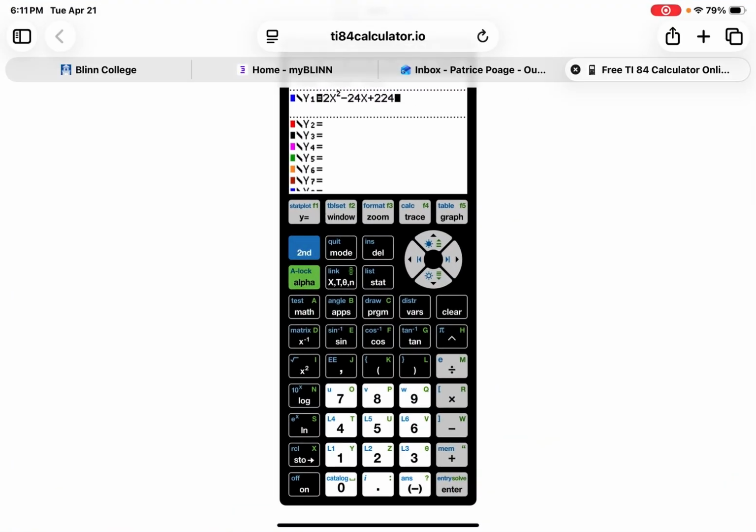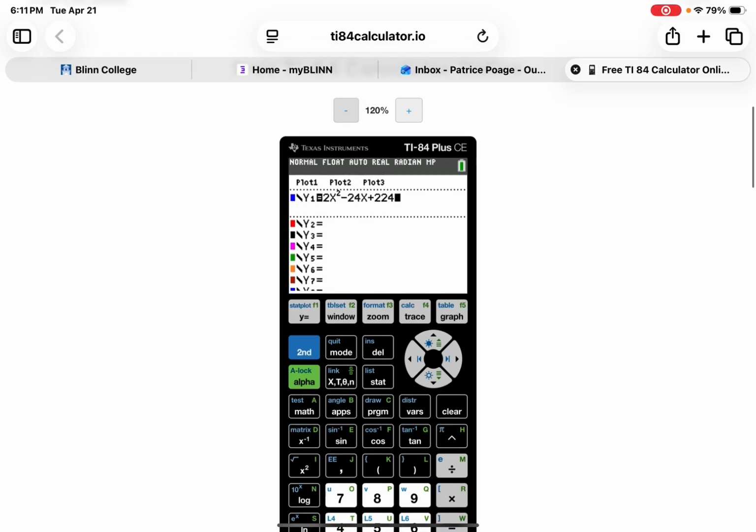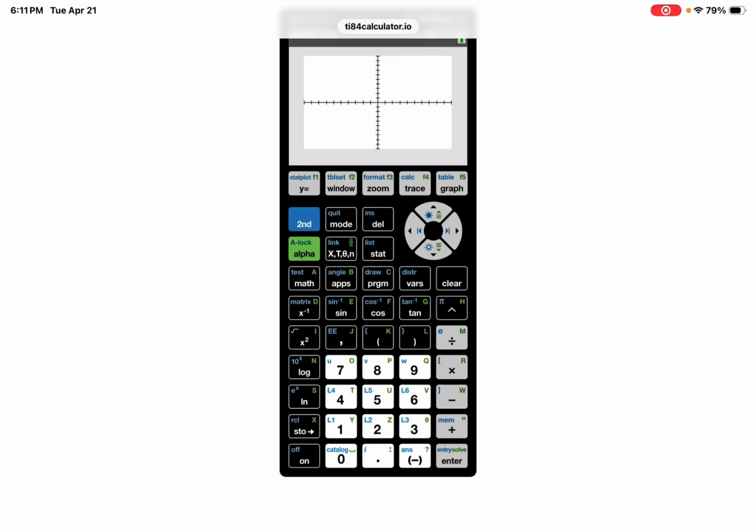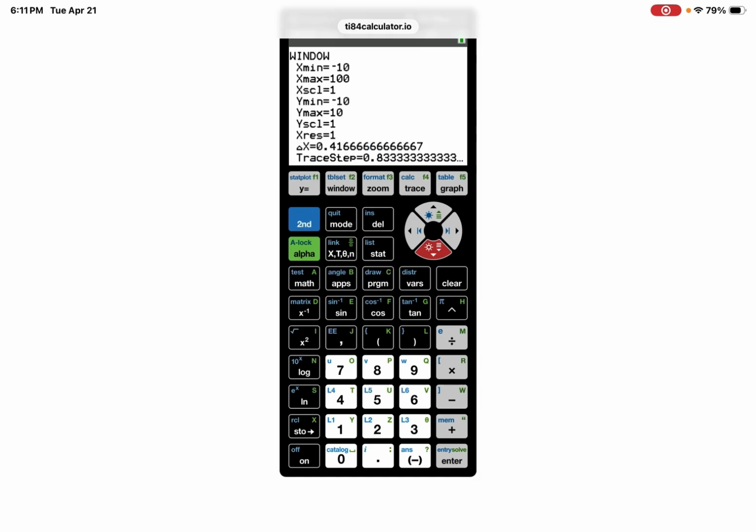All right, so I've already got it typed in there. And I'm going to just do zoom 6, which is just my standard, get me back to ground zero. Then I'm going to go to window, and I'm only going to make my X max bigger. I'll add a 0 there. And my Y max, I'm going to do 5 times the Y intercept, which was 224. I'll hit graph, and so there it is. So again, in my window, I just changed my X max, I added a 0, and my Y max, I did 5 times the Y intercept, which was 224.